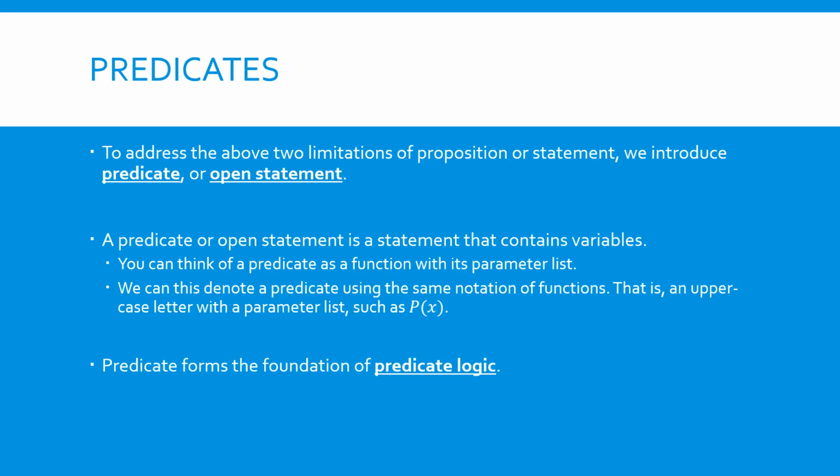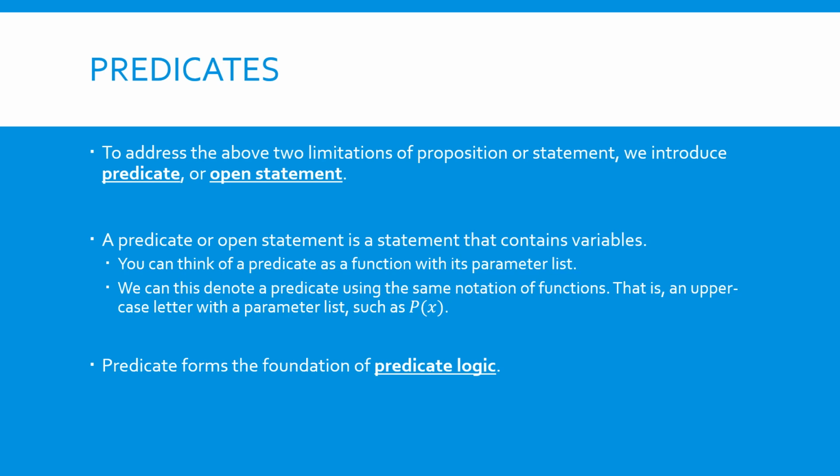To address these limitations, we introduce another way to construct objective sentences, the predicate, or the open statement. Recall that a proposition can be viewed as a function that maps the real world into either true or false. The predicate or open statement adopts this concept and represents a sentence as a function. The form of the statement is considered as the function, and the reality is treated as the parameters.